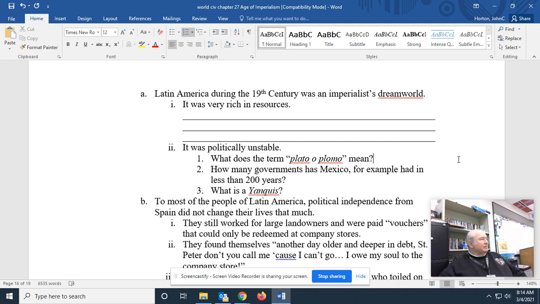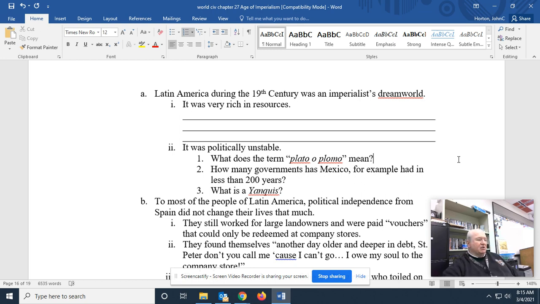For example, in the 1970s and 80s, 400, count them, 400 federal judges in Colombia were assassinated. Many of them by a guy named Pablo Escobar in the cocaine trade. I mean, yeah, that's an interesting story. And many of the governments are unstable. For example, Mexico is working on its sixth government in less than 200 years. Oh, yes, the word Yankee or gringo, you're looking at one.